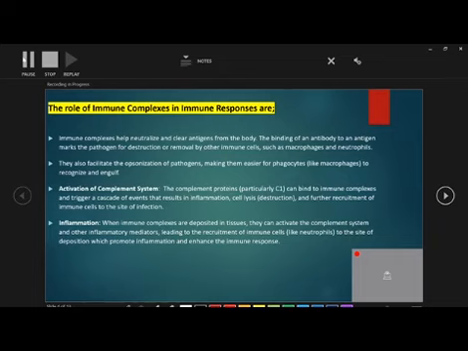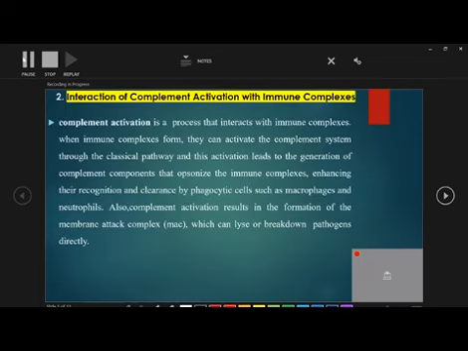As we continue, there are several roles of immune complexes in immune responses, as highlighted in the diagram. They help in opsonization of pathogens by phagocyte cells like macrophages and neutrophils. There is also activation of the complement system, where they bind and trigger the cascade of events which leads to processes like inflammation, hence cell lysis. So let's continue to the next question, which is the interaction of complement activation with immune complexes.